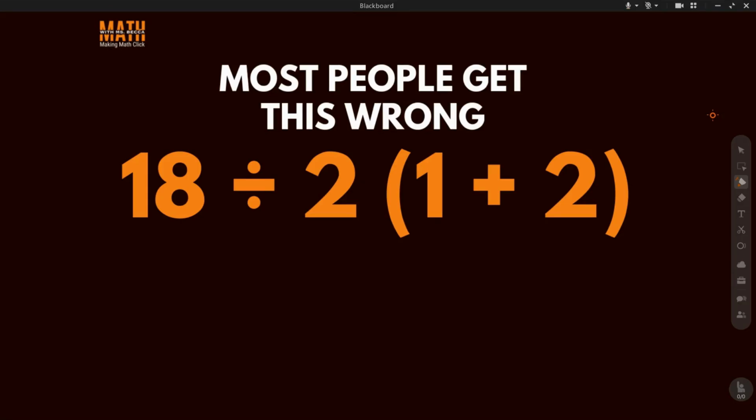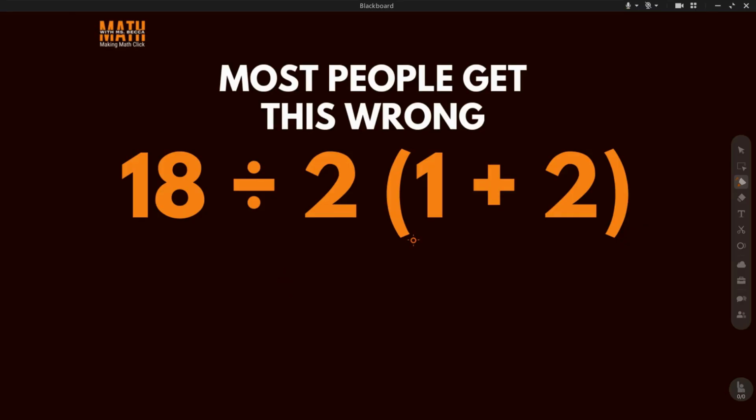Three, two, one, and time up. Were you able to solve it? And what did you get? Now, let's see how people make mistakes solving this.